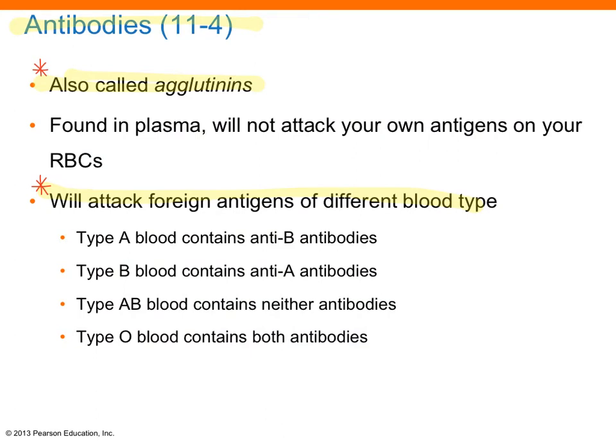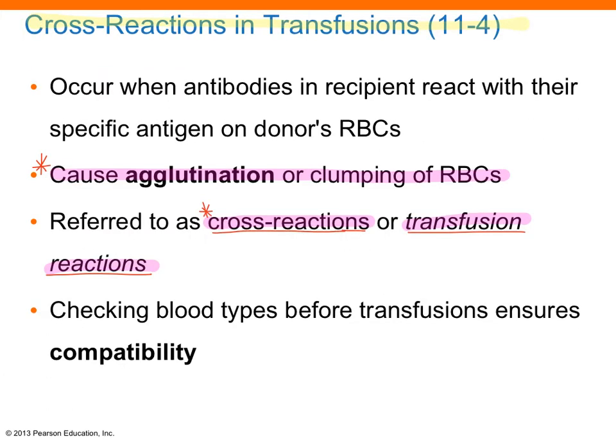This table shows you the distribution of the blood types in selected populations in the U.S. Antibodies are also called antiagglutinins, and they will attack foreign antigens with a different blood type. If a type A blood type receives type B blood, they will have an agglutination or a clumping of red blood cells. This is called a cross reaction or a transfusion reaction. That's why it's very important to check blood types before transfusions happen for compatibility.